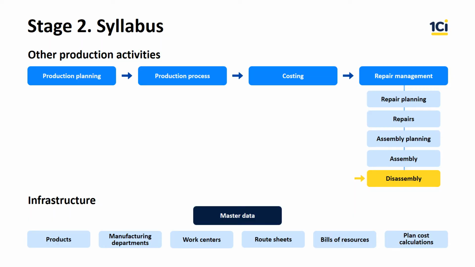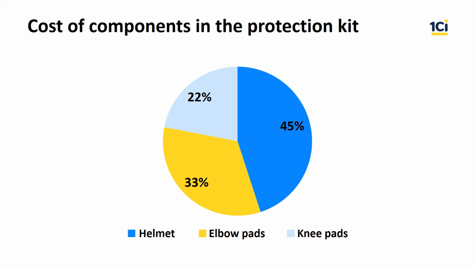Let's go! Let's assume that we discovered 5 protection kits that are faulty. We decided to disassemble them and return the faulty components to the supplier. Relative costs of components in the protection kits are the following: helmets 45%, elbow pads 33%, and knee pads 22%.